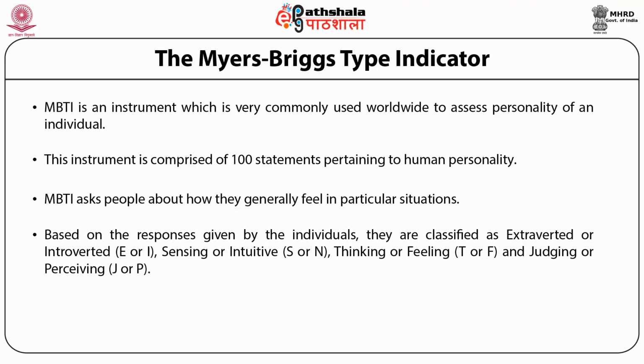the person is classified as extroverted or introverted. Extroverted is denoted as E and introverted is denoted as I. Sensing or intuitive, where sensing is denoted as S and intuitive is denoted as N. Thinking or feeling, where thinking is denoted as T and feeling is denoted as F. And judging or perceiving, where judging is denoted as J and perceiving is denoted as P.